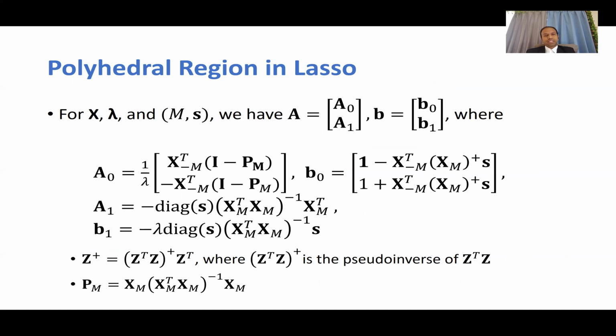And this is the polyhedral region in Lasso. We need to mention how we compute A and b. A and b depend on X, lambda, and M. A and b are partitioned into two parts, A naught, A1, and b equal to b naught, b1. A naught and b naught are inactive constraints, but A1 and b1 are active constraints, which apply in our Lasso method. Here X_M plus equals the inverse of X_M transpose X_M times X_M transpose, and P_M is a diagonal matrix.